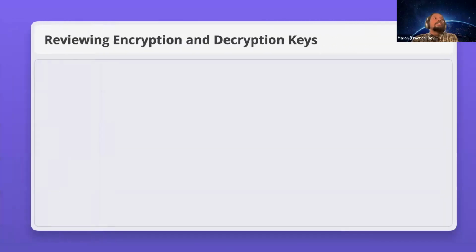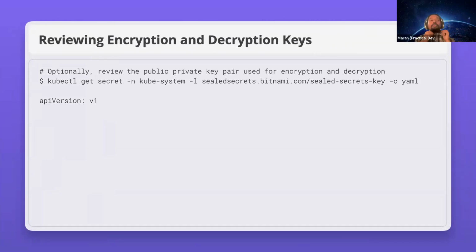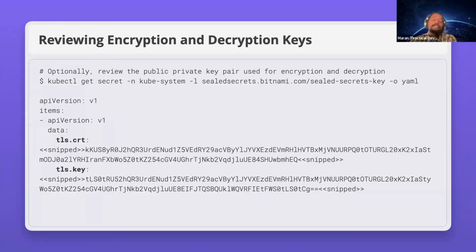Reviewing encryption and decryption keys. Okay, so you're getting, with the kubectl get command, a special type of secret that is created for you during installation, and that's what's actually going to be used for encryption and decryption when you're using sealed secrets. So that's the certificate file that gets created for you within the Kubernetes cluster. The tool does not use a single key for encryption and decryption. It uses a public-private key pair, and that's what you're looking at. During installation, this is automatically created for you.